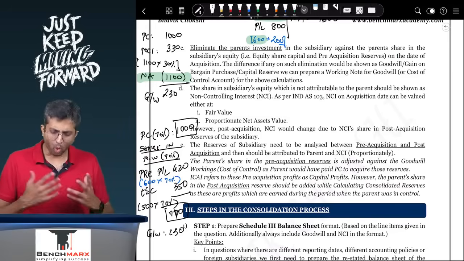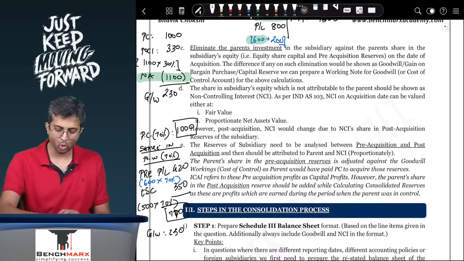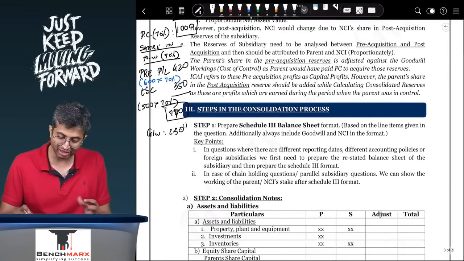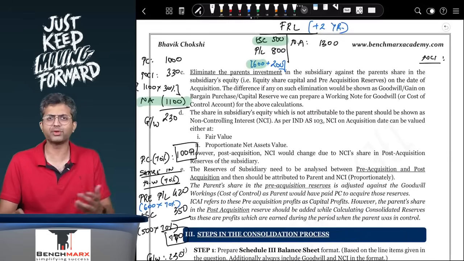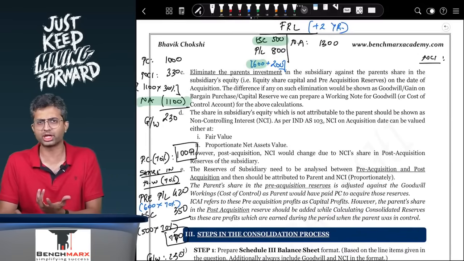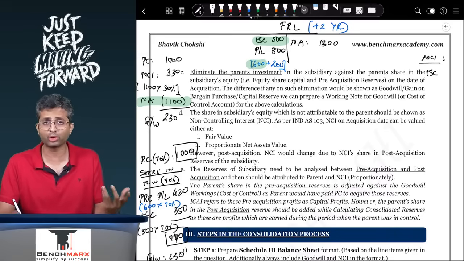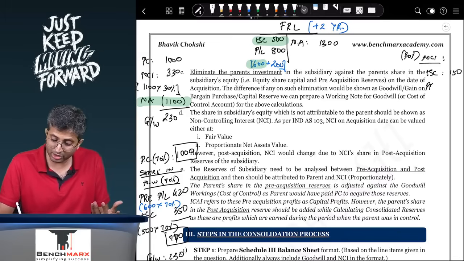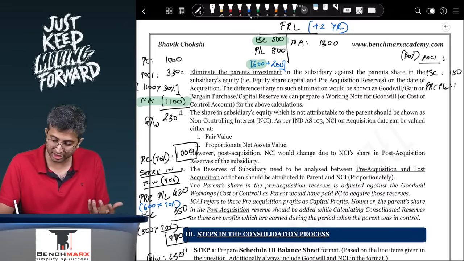Now, what about the 200 which was earned after the date of acquisition? Well, we will say that when we look at non-controlling interest, NCI, the non-controlling interest does not care whether profits are earned prior to the date of acquisition or post the date of acquisition. A non-controlling interest says that, well, equity share capital is 500, out of which 30% belongs to me, and as a result 500 into 30%, that comes to 150. Again, pre-acquisition reserves, which are 600, 30% belong to me, which is, let us say, 180.